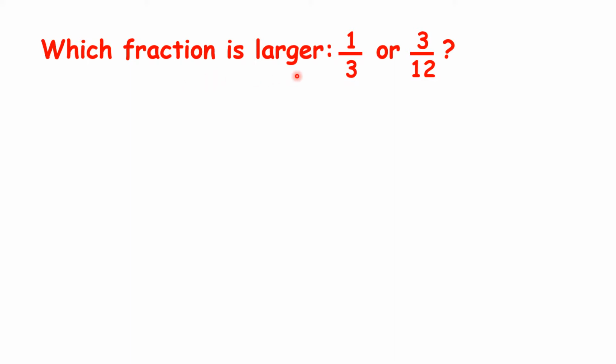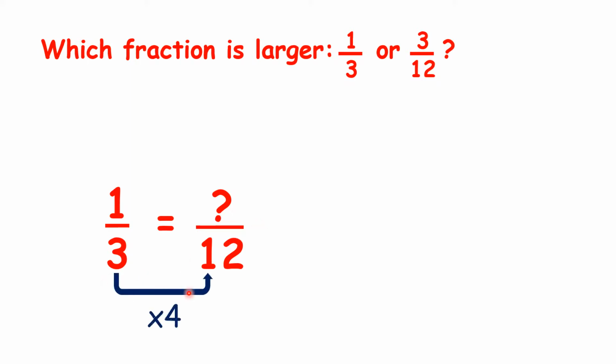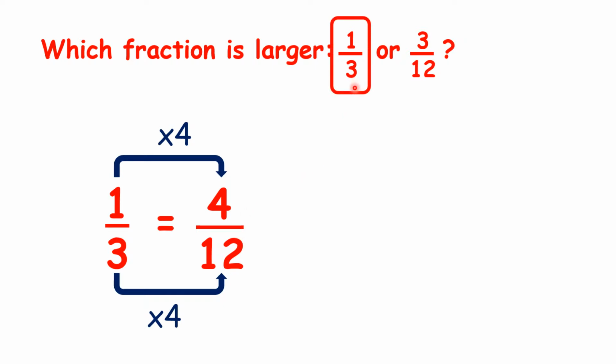So now, which is larger, 1/3 or 3/12? Again, we need to change this third into twelfths so that we can compare them. What is 1/3 in twelfths? Well, 3 times 4 is 12, 1 times 4 is 4, so because 1/3 is the same as 4/12, we can see that it's bigger than 3/12.